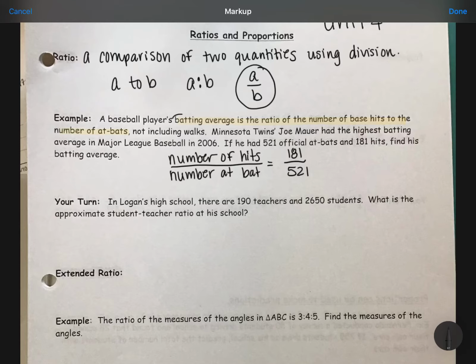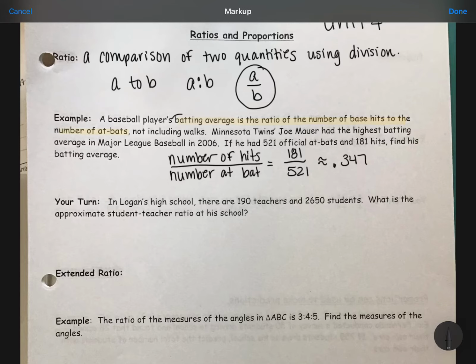And you can put that into a calculator, or you can leave it as this fraction and reduce it if it does reduce, and it does not reduce. So you can leave it as a fraction, or you can give a decimal, which would be 0.347. So both of these are acceptable answers.